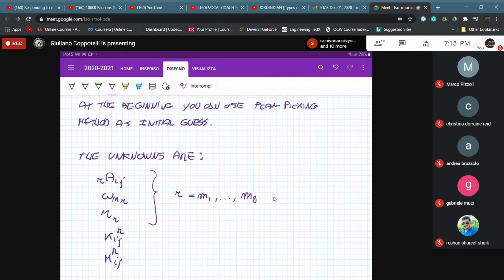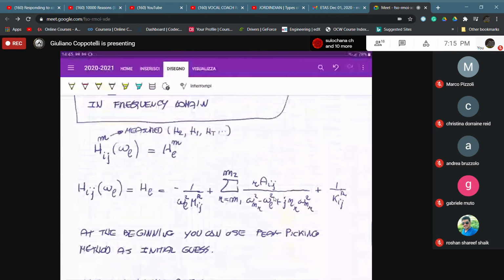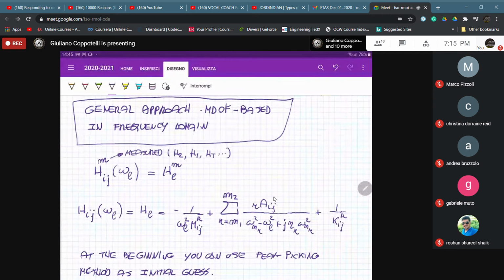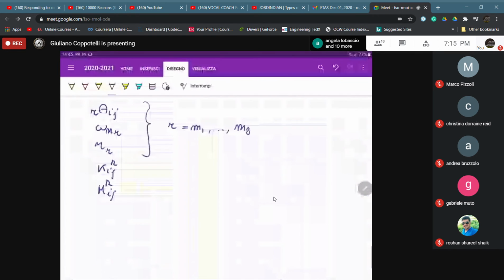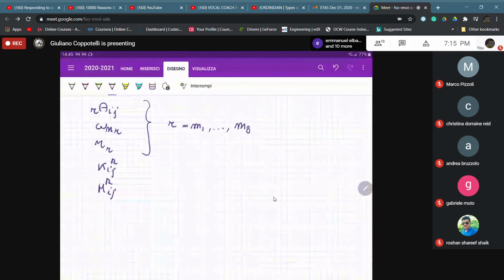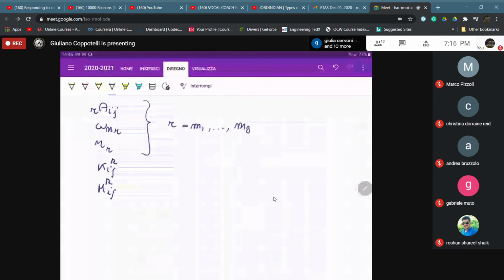So these are the unknowns, of course, and you have to find those unknowns so that the synthesized frequency response function, Hij, is equal to the measured frequency response function, Hij, as well. Okay, so how can you do that? For example, you can define the error for each frequency line available in your analysis as the difference between these two values of the FRF.